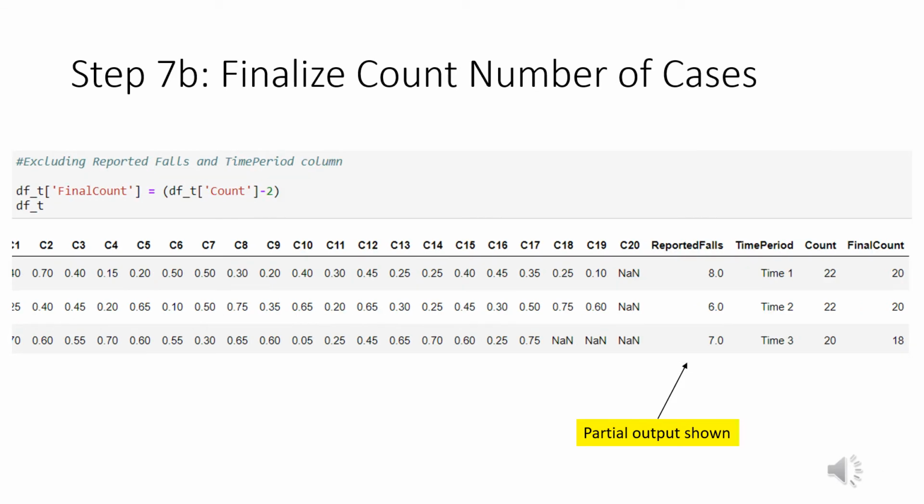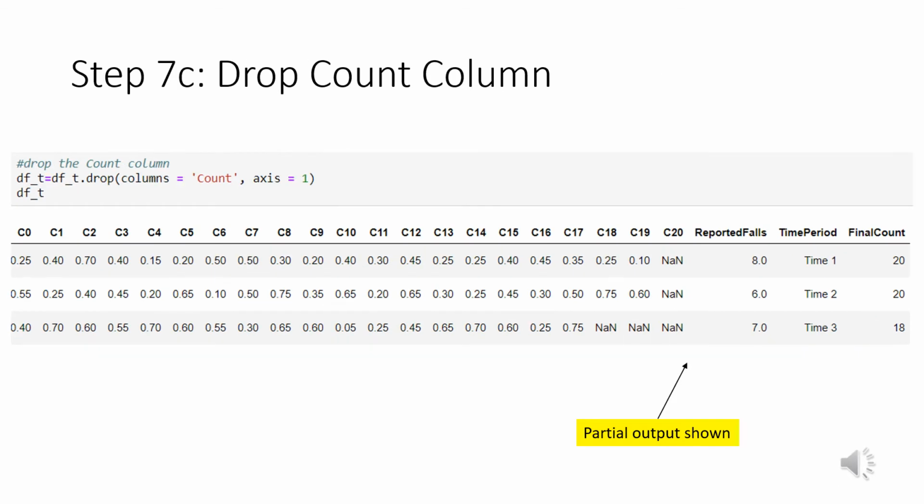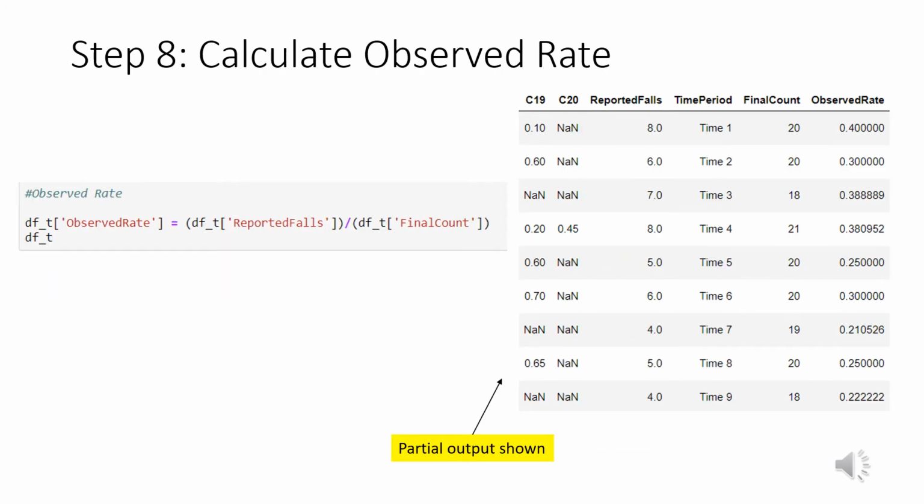In this step, we're excluding the reported falls column and the time period column from the count column so that we have a final count indicated on the right. We're dropping the count column since we don't need it anymore. To calculate the observed rate, we divide the reported falls column by the final count column from the df_t data frame. And the results of the calculation are displayed on the image on the right.